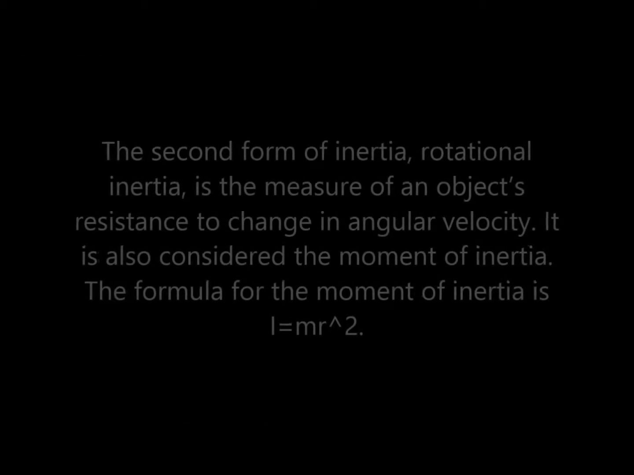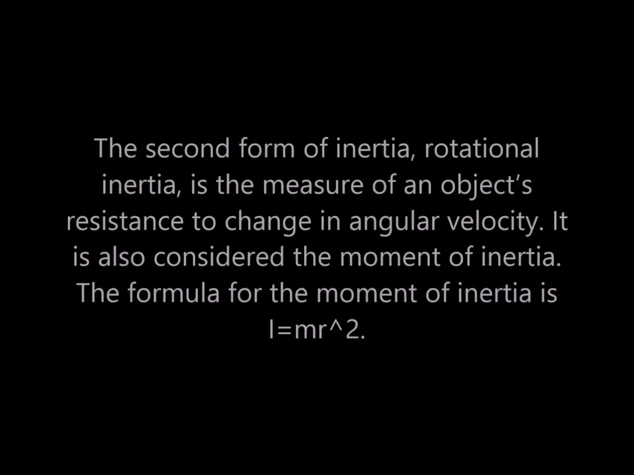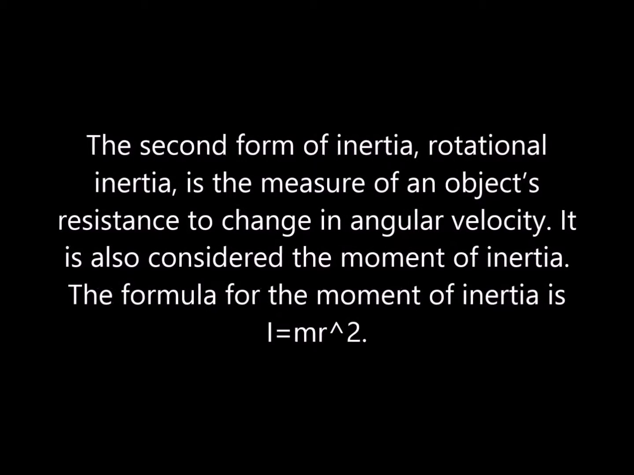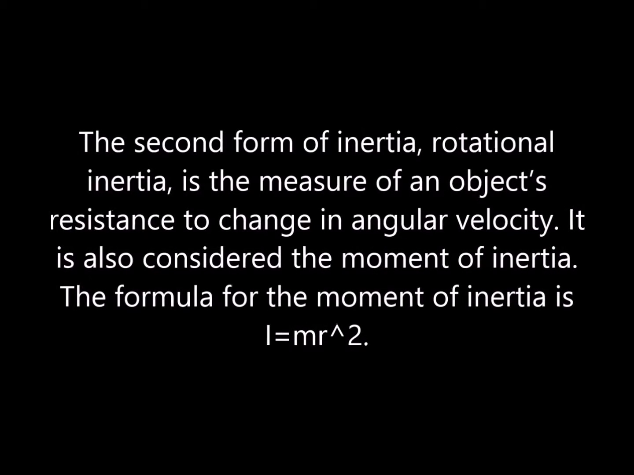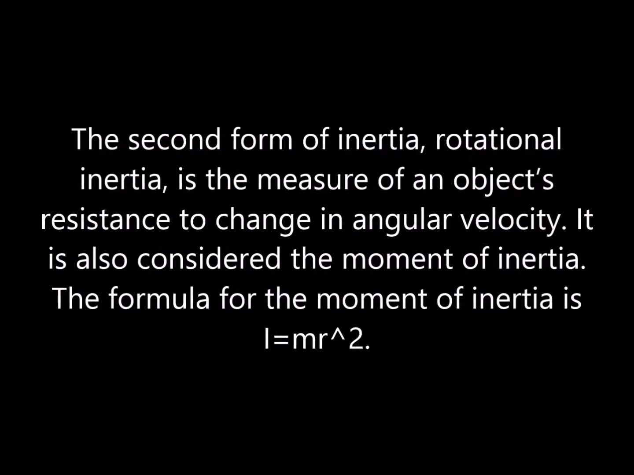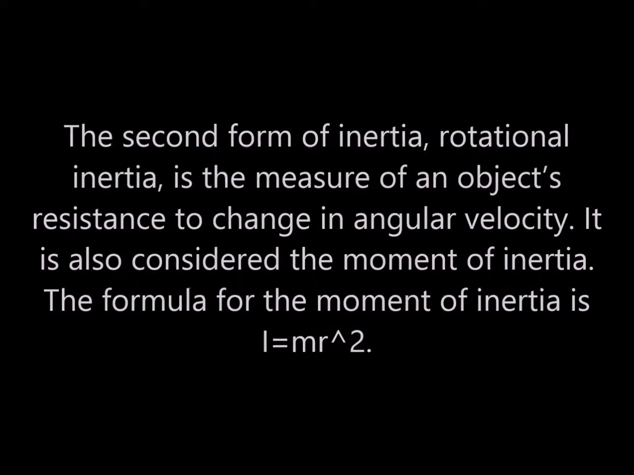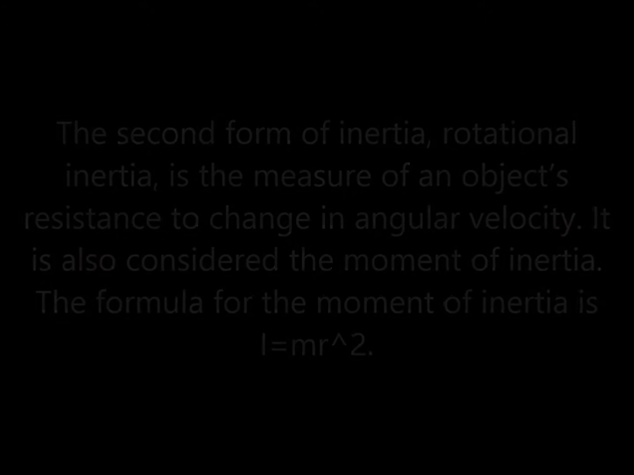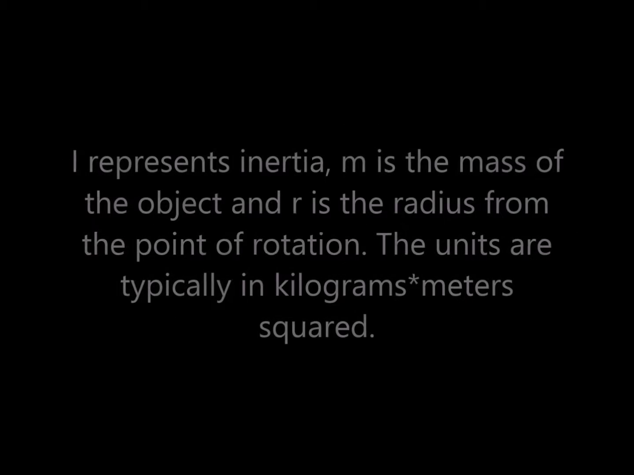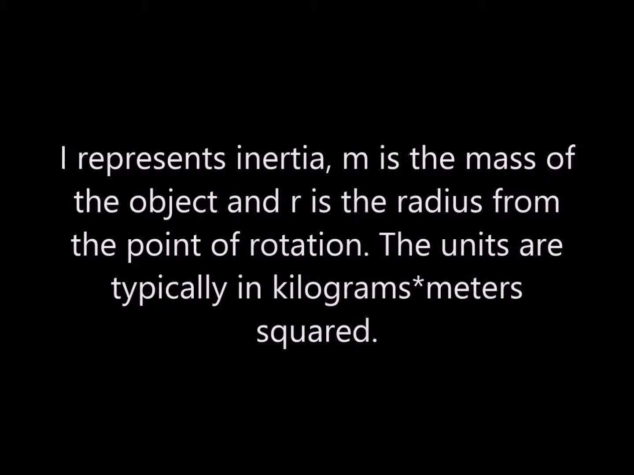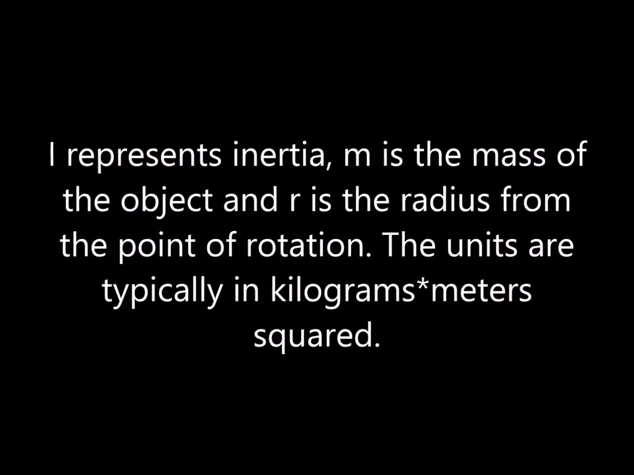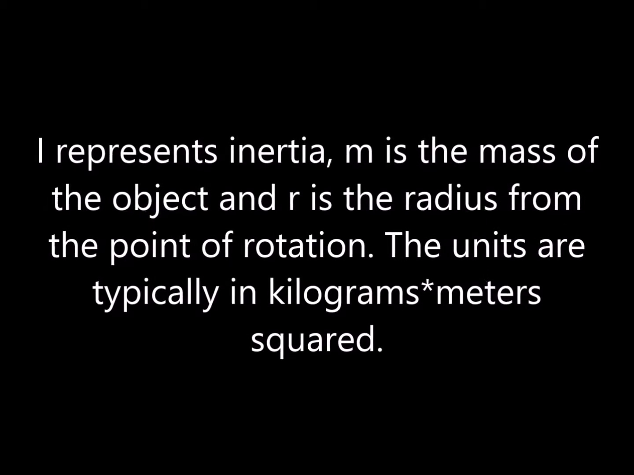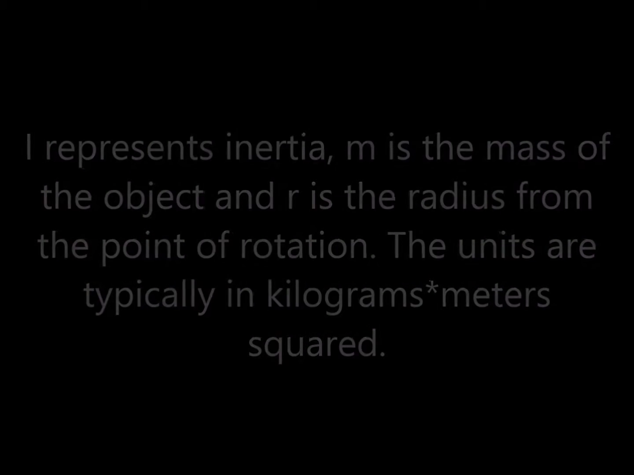The second form of inertia, rotational inertia, is the measure of an object's resistance to change in its angular velocity. It is also considered the moment of inertia. The formula for the moment of inertia is I equals mr squared. I represents inertia, m is the mass of the object, and r is the radius from the point of rotation. The units are typically in kilograms meters squared.